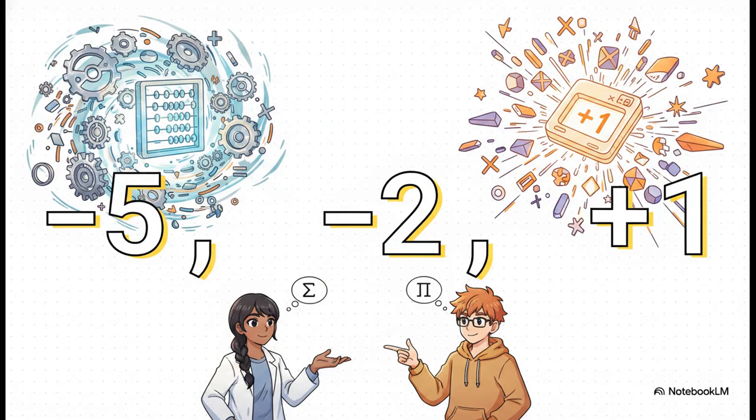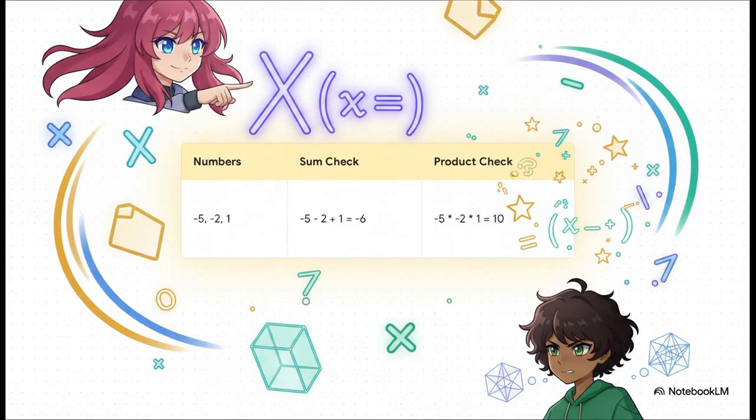And here is that winning combination isolated for you. -5, -2, and +1. Out of our initial pool of 6 factors, these are the absolute only 3 numbers that perfectly satisfy both the sum rule and the product rule. Let's actually prove the math side by side. I just love how clearly this validates the concept.